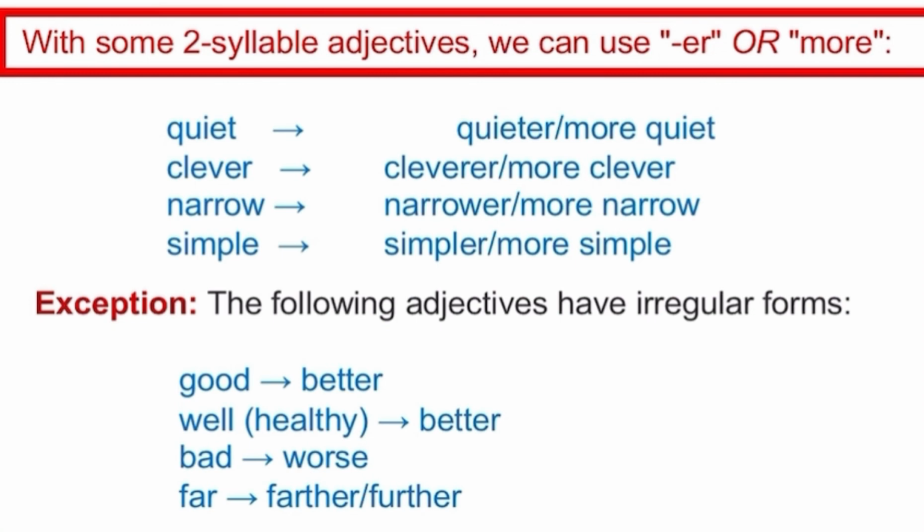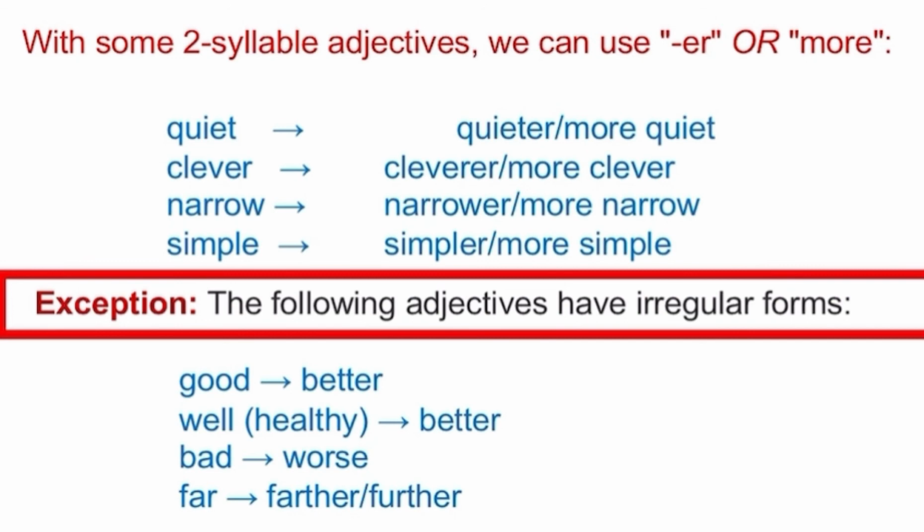And there are a few adjectives that have irregular forms. So when you use them in comparative sentences, it will change the form. It changes the word. Okay, so you don't use er, you don't use more, but it changes the word. For example, you have the word good. So you don't say gooder. You have to change it to better.